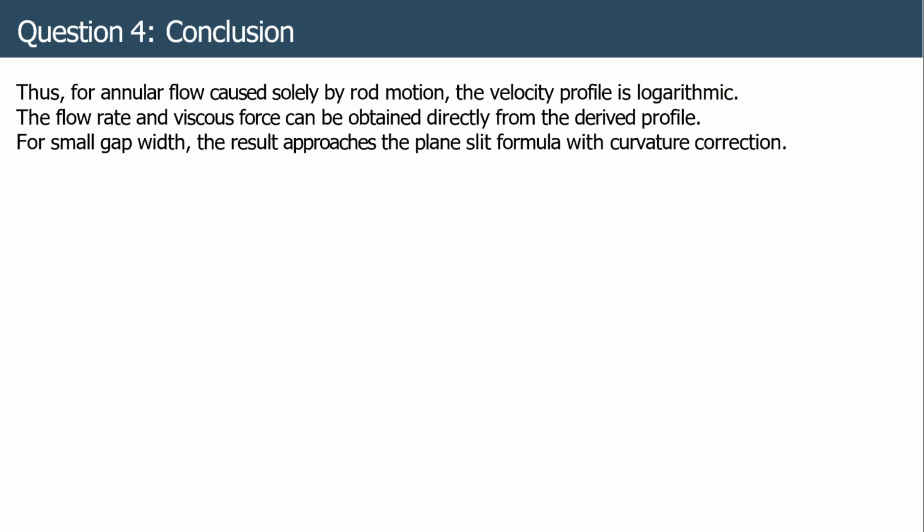Thus for the annular flow caused by the rod motion, the velocity profile is logarithmic. The flow rate and viscous force can be obtained directly from the derived profile. For a small gap width, the result approaches the plane slit formula with curvature correction. So these are the conclusions.